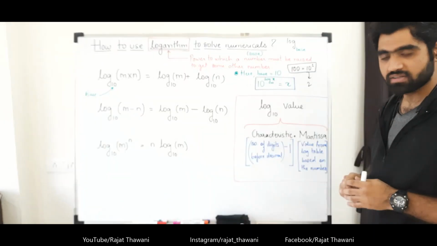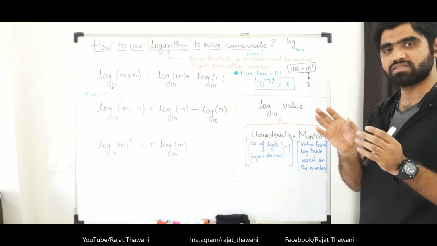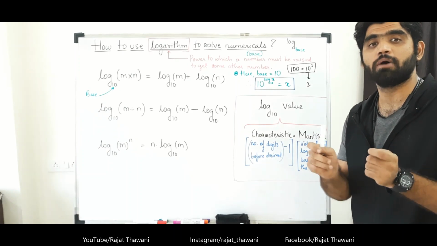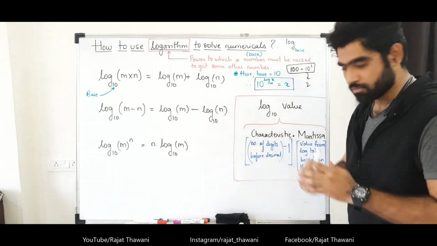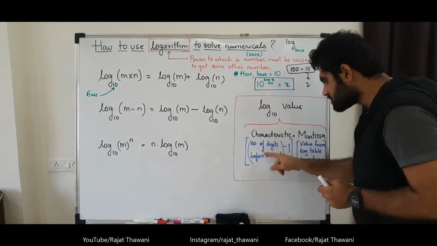Well, how do we find out the characteristic? The characteristic is actually just a basic value which gives us an idea about the number of digits present in the specific number. So what I have written is the number of digits before the decimal.